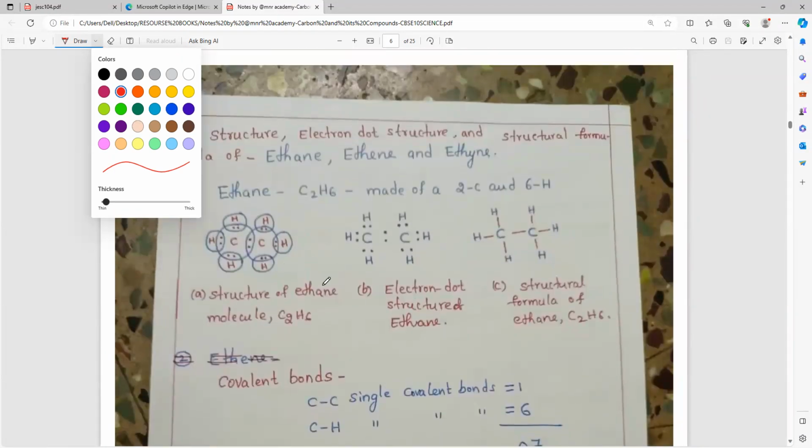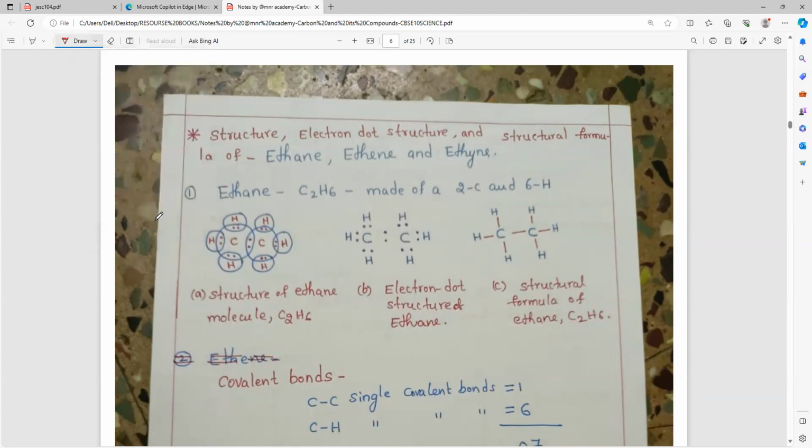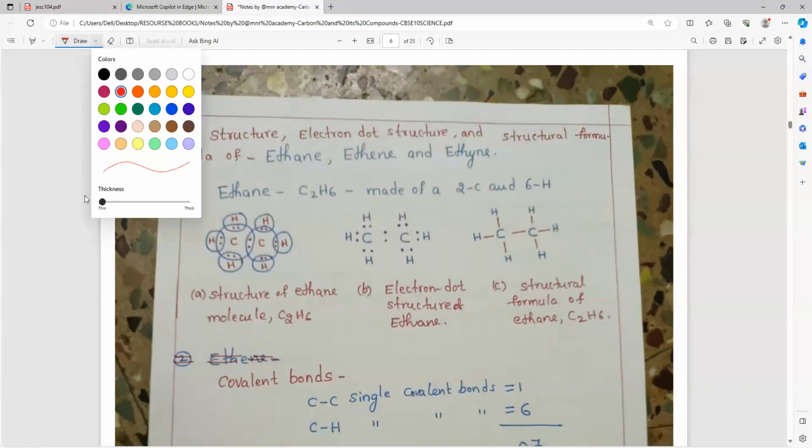Next, I have even drawn the structural formula. This is the structure of ethane or whatever the compound. Next one, the electron dot structure. And next is the structural formula of ethane. That is what you have to remember. I hope you all understand. Anybody having any doubt, you can ask me. Are you clear, everybody?